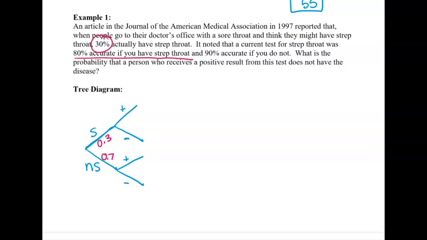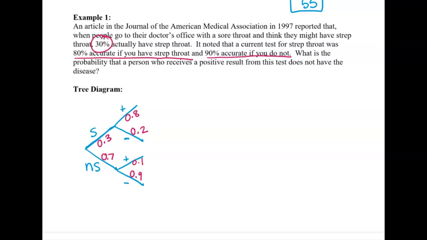So if you have it, accurate means you get a positive test. So then this is 0.8. So 80% says you have it, you get a positive test. This is 0.2, okay? Because that adds up to 1 or 100%. It's 90% accurate if you don't. So if you don't have strep, for a test to be accurate, it should tell you you don't have strep. So 90% of the time, if you don't have strep, the test tells you you don't. 10% of the time, you don't have strep, but it tells you you do.